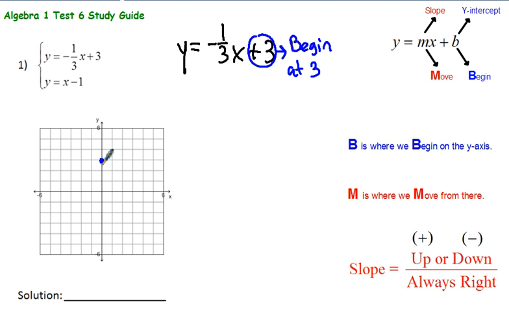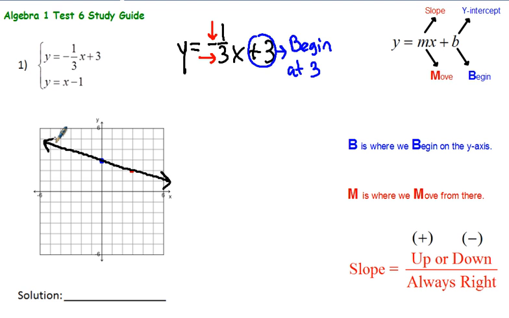And then the slope tells me how to move from there. Well, the slope in this case is a negative, so I'm going to go down 1 and right 3. And it's always, always, always to the right. So down 1 and right 1, 2, 3. And then there's my first line. So all I need to do is just connect those 2 points, and I've got a line.